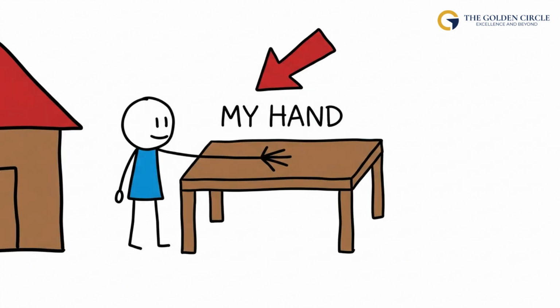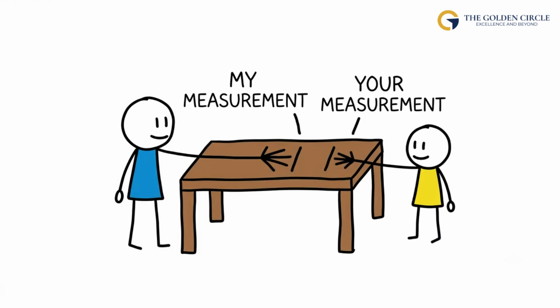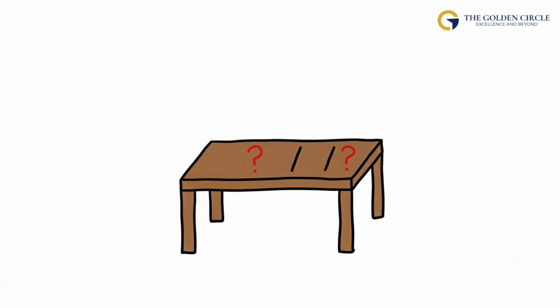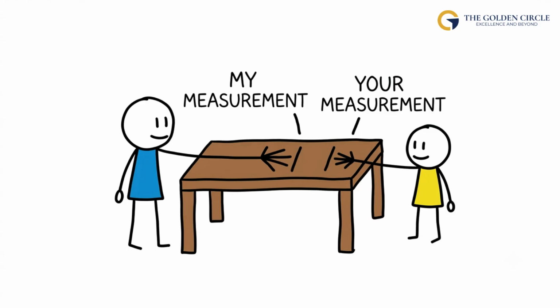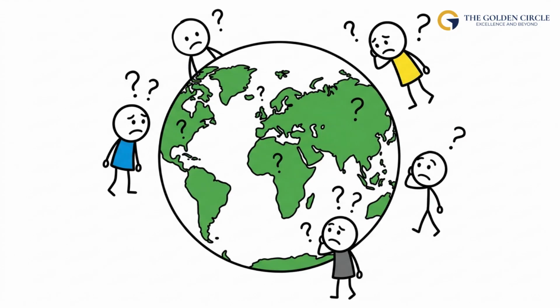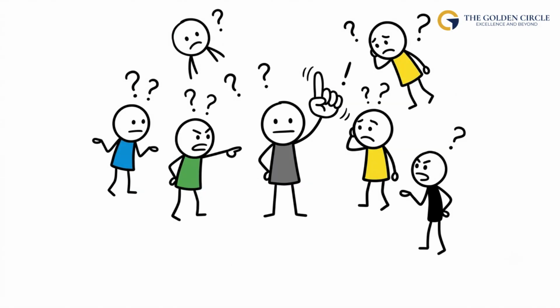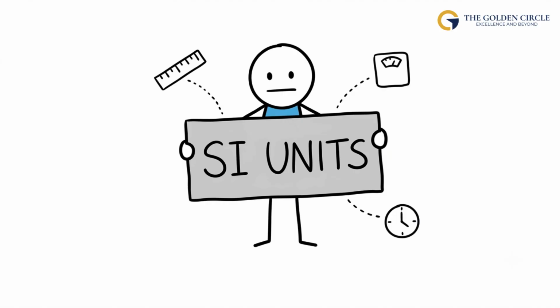But here's the problem. If I measure my table using my handspan and you measure it using your handspan, we'll get two different numbers because your hand and my hand aren't the same size. So scientists all over the world sat down and said, this is chaos. We need one common system that everyone agrees on. That system is called SI units, which just means the International System of Units.